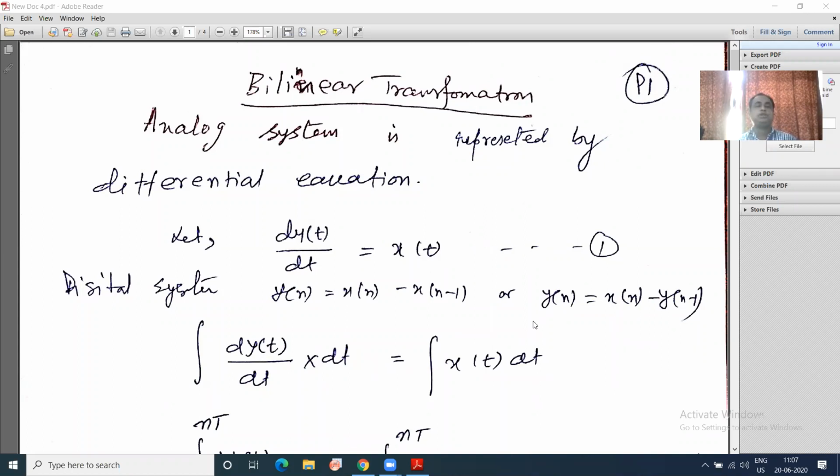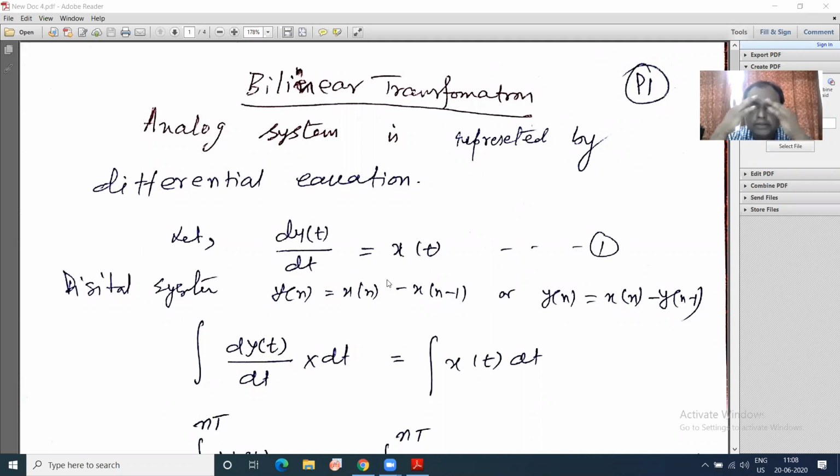Now, you know that an analog system we generally represent by a differential equation. A digital system we represent by a difference equation. Difference equation in digital or discrete, and the similar thing in the analog domain is the differential equation. Now, if we have a first order differential equation of a system, dy/dt equal to x(t), x(t) being the input, y(t) being the output, this dy/dt is the representation of the system. Now for a digital system, I write y(n) equal to x(n) minus x(n minus 1). This is called the difference equation, and this is called the differential equation. Right.